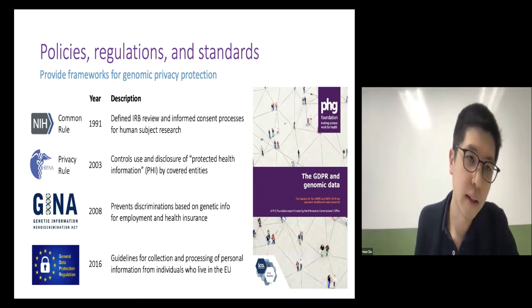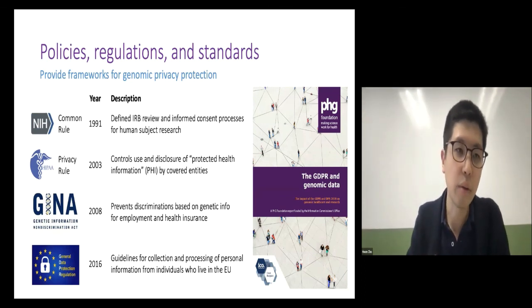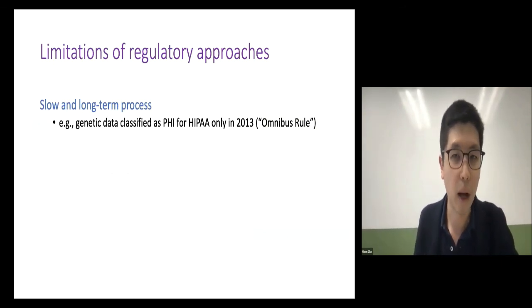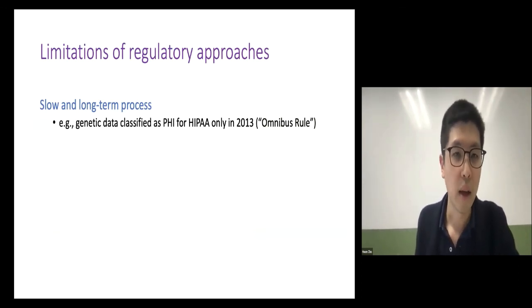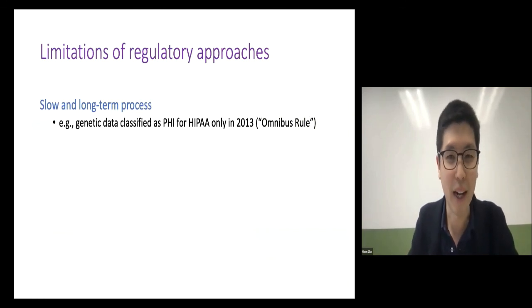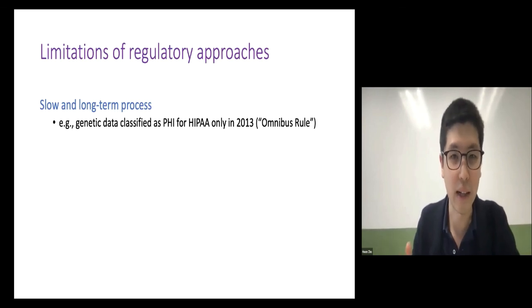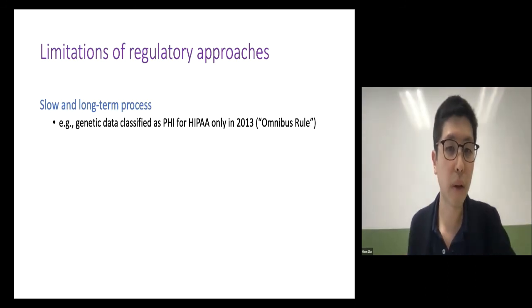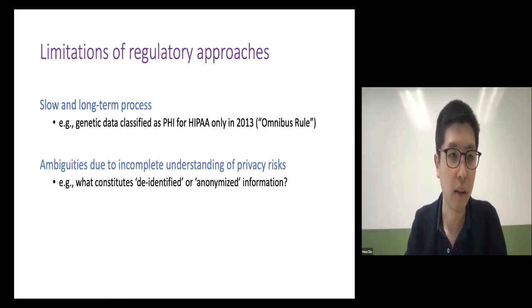And so these existing policies and regulations provide necessary frameworks for us to safeguard the use of biomedical data, but they do come with limitations. One key issue I want to point out is that developing and enacting a policy is a slow and long-term process, for a good reason, since they have broad and long-lasting impact on the community. For example, genetic data wasn't officially classified as PHI for HIPAA until 2013, which is a decade after the privacy rule was first implemented. And it is still not officially recognized as an identifier, at least in a legal sense. And this portrays a difficulty in keeping the regulations up to date in a timely manner. There's also the problem that in many cases, we just don't have the full understanding needed to design the most effective policies, which can lead to various ambiguities.